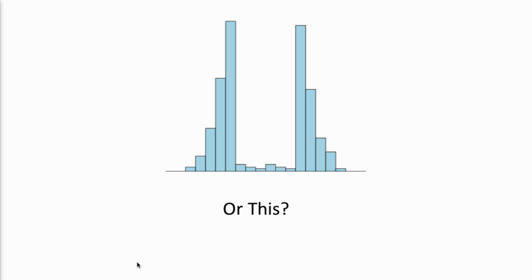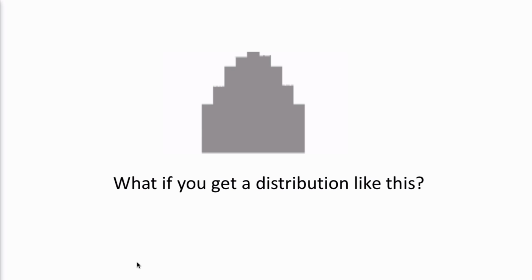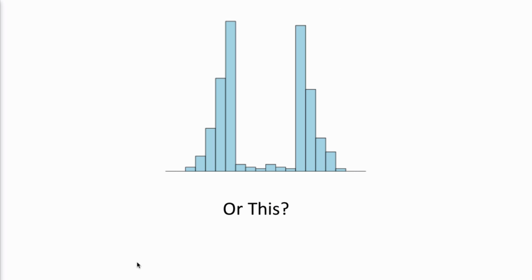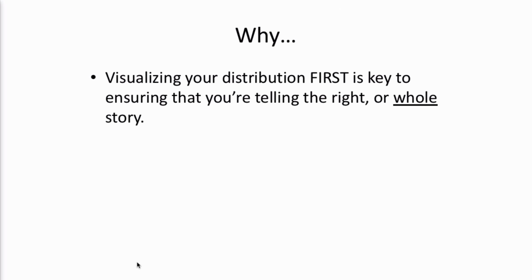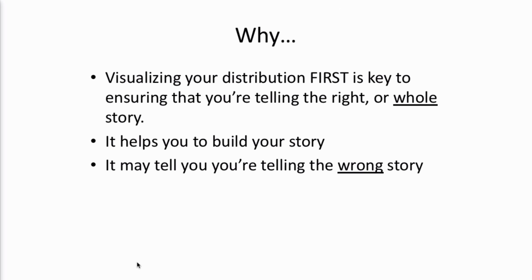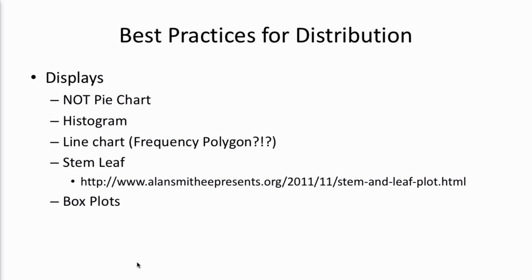You're right. If you try to perform a regression with data that looked like this, it would be heavily biased, right? So again, we talked about this way back in like the second week, that we do visualizing before we do our analysis just to make sure that we're telling the right story. It helps us to build our story. It might help us to know that we're telling the wrong story.